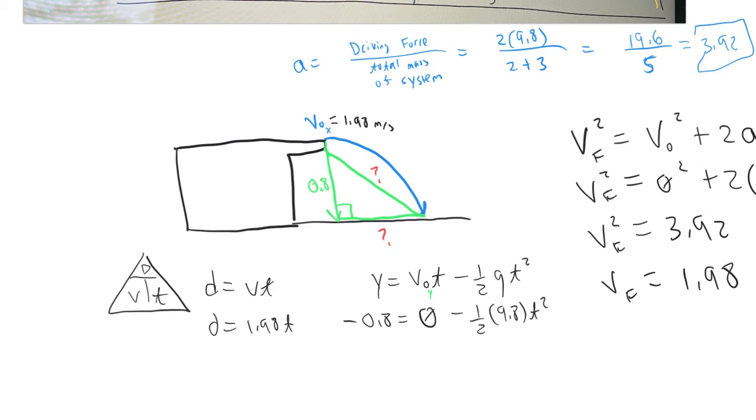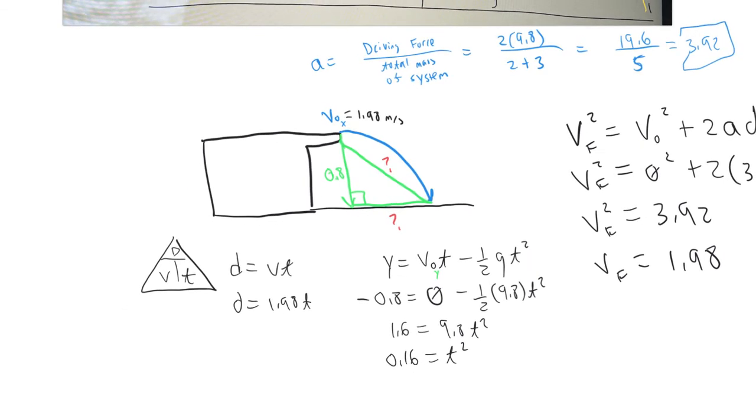That would be 1.6, I guess. And then we have 9.8 times t squared. Okay, so hopefully I'm not making any careless mistakes there. Dividing 1.6 by 9.8 gives us 0.16. And that equals t squared.